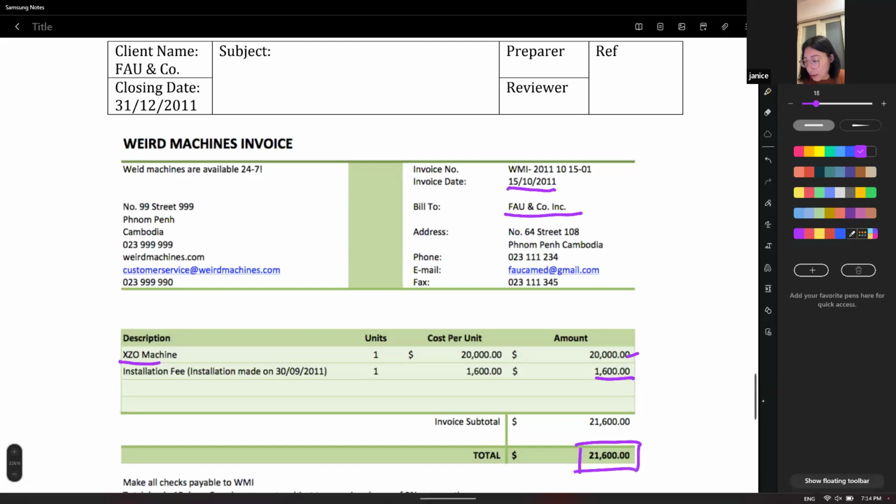Now, I have a question for you guys. The installation was made on 30th September 2011, but the invoice date is the 15th October. Which date should we start depreciating? Should we start recording in our books on the 30th September or the 15th October?